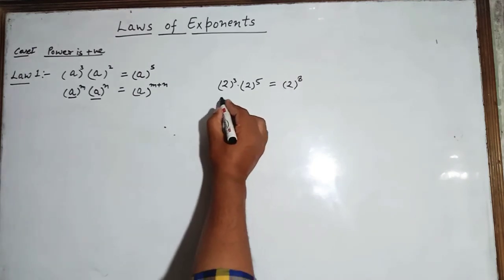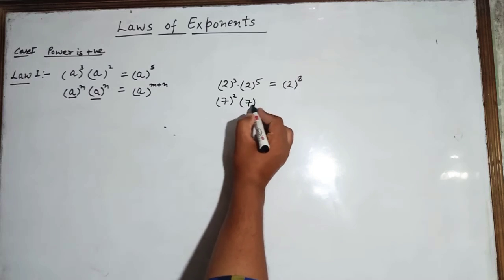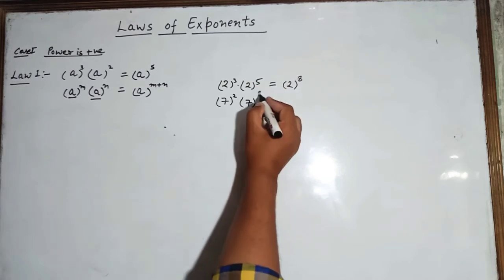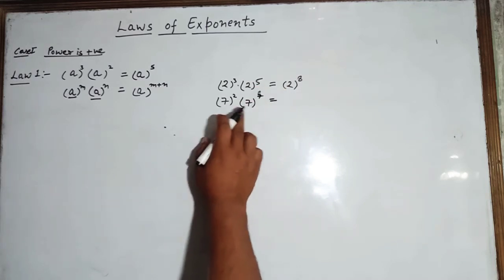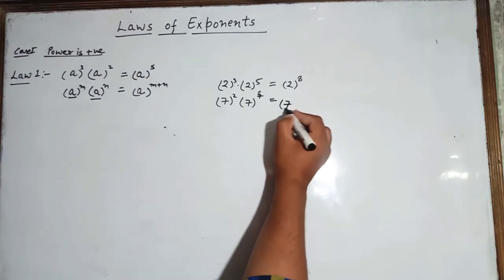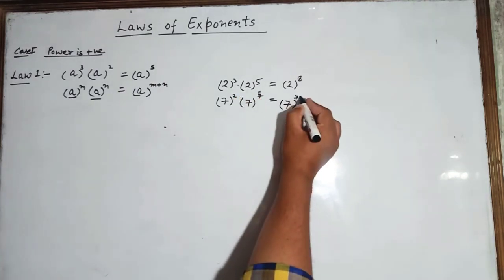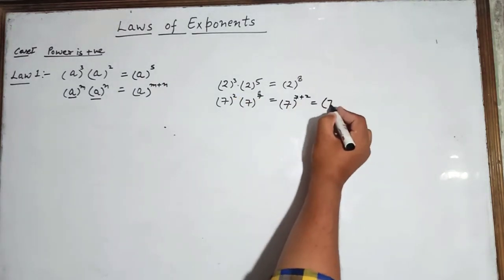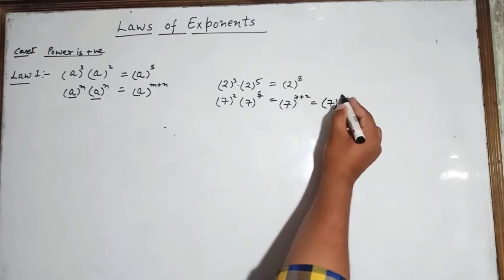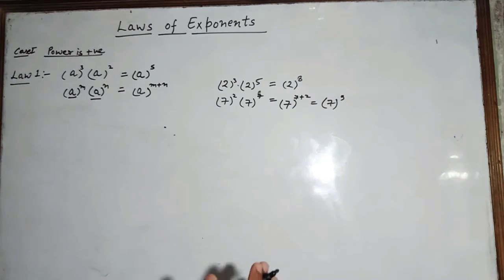In the same way, if I write 7 to the power 2 into 7 to the power 7, what will be our answer? The bases are the same and they are multiplied, so we write the base as it is, then add the powers 7 plus 2. It will be 7 to the power 9. So this is our first law of exponents.